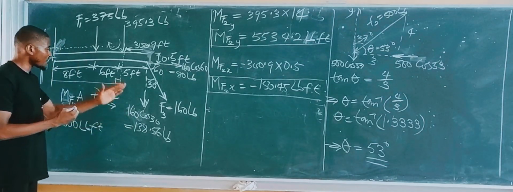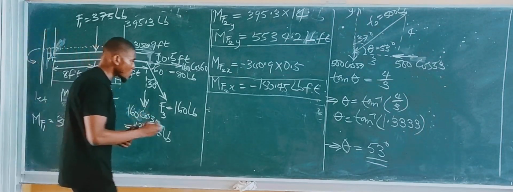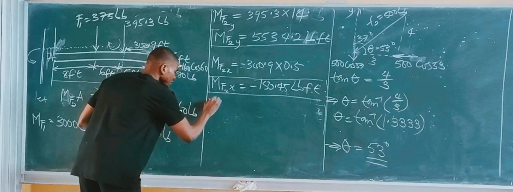Now, I want to take moment of this force about point A. I will start with the vertical component. This is force F3, so let's call that moment. Let's start with the vertical force now.